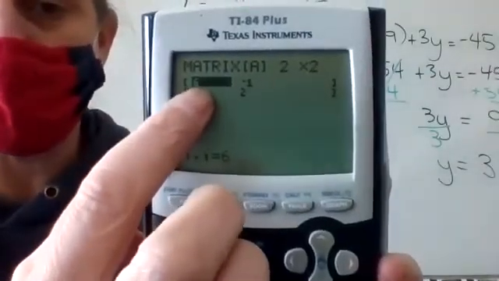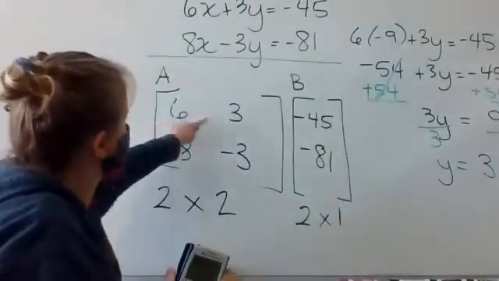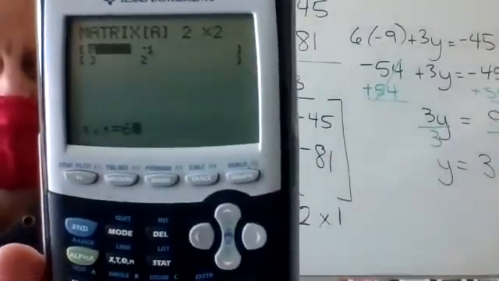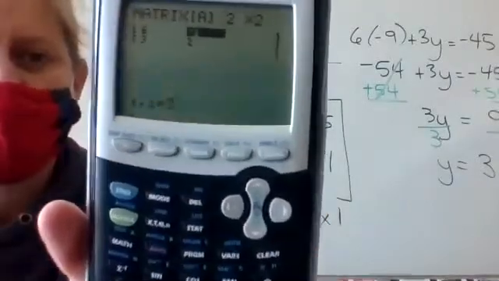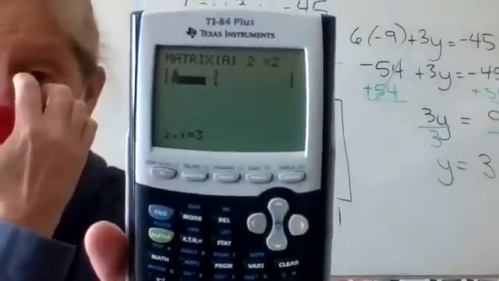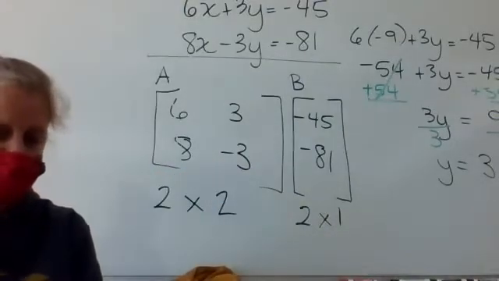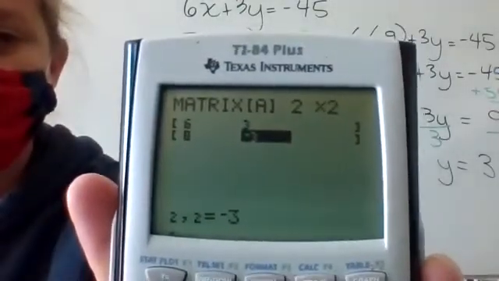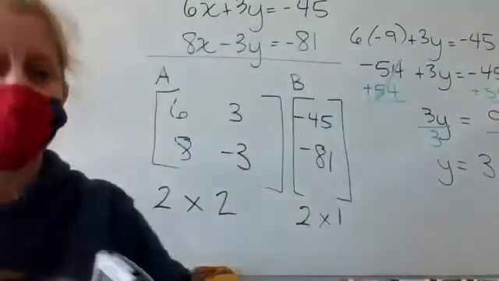Now you're going to put the numbers into this matrix. So my first row needs to be 6, 3. So that's what you're going to enter. 6, enter, 3, enter. So you notice that my top row changed to 6, 3. Now my bottom row needs to be 8, negative 3. So that's what I'll make it. 8, enter, negative 3, enter. So that created matrix A that goes with this problem.